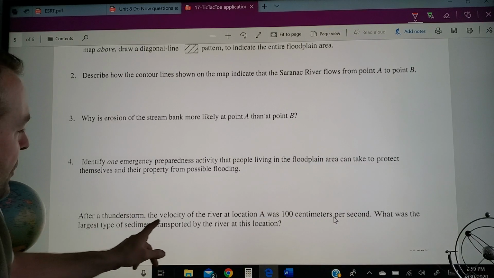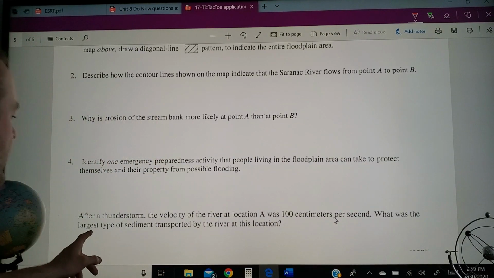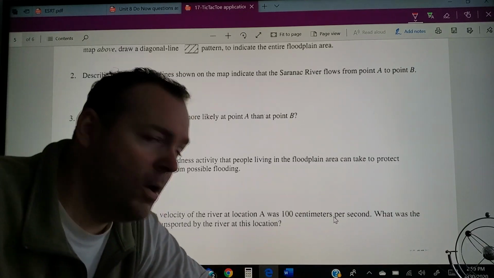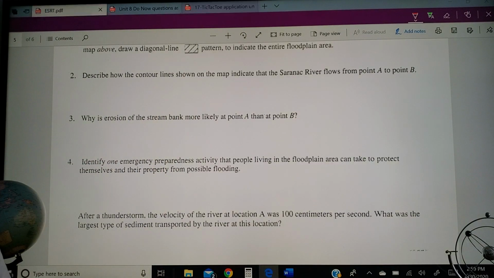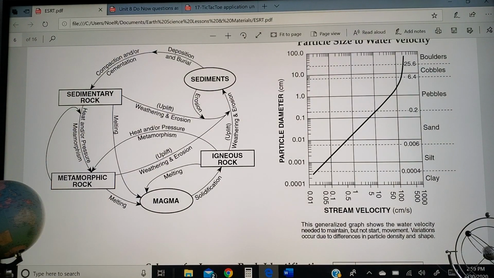The last one here, after a thunderstorm, the velocity was 100 centimeters a second. What is the largest type of sediment transported? Well, 100 centimeters a second, you know where to go, I hope. Back to your chart. 100 centimeters a second is on the bottom here.